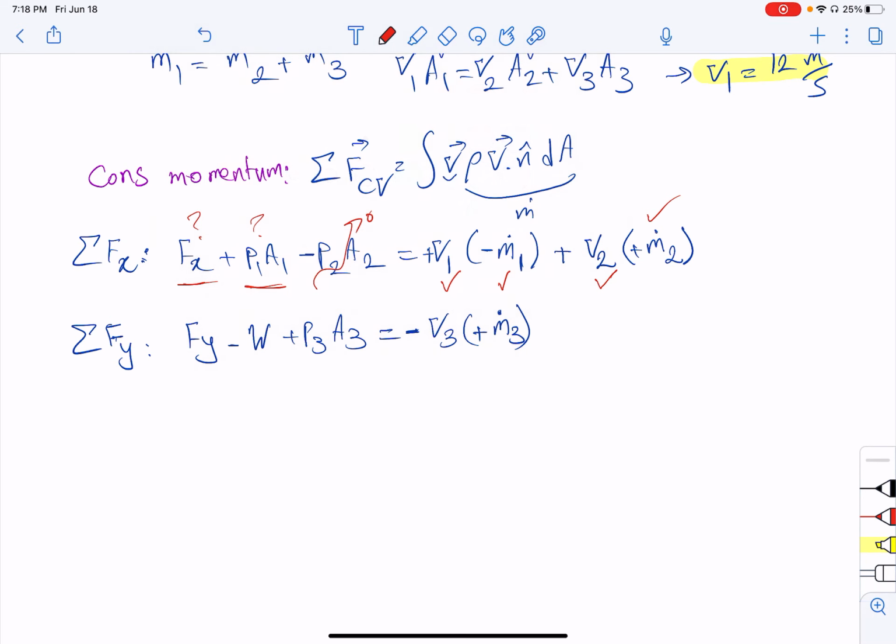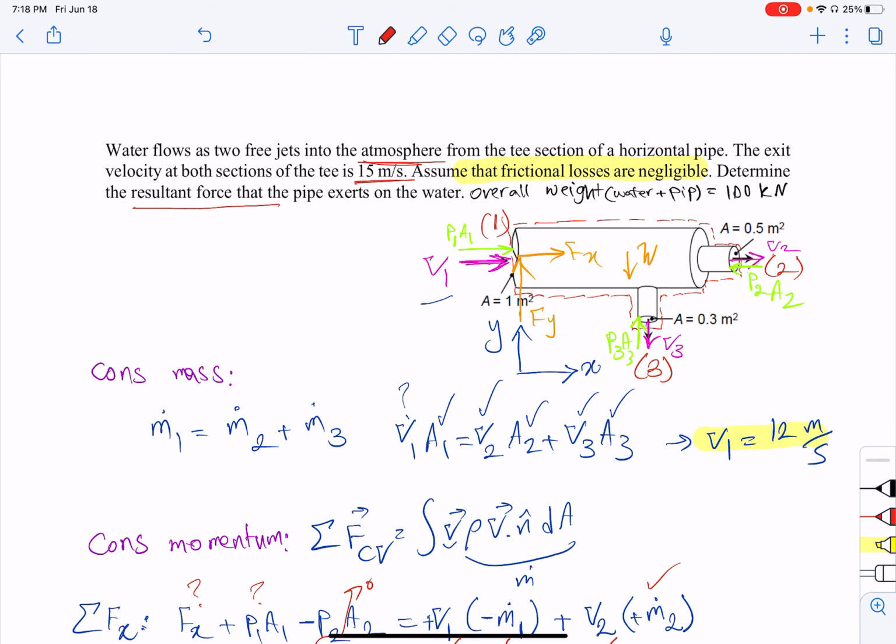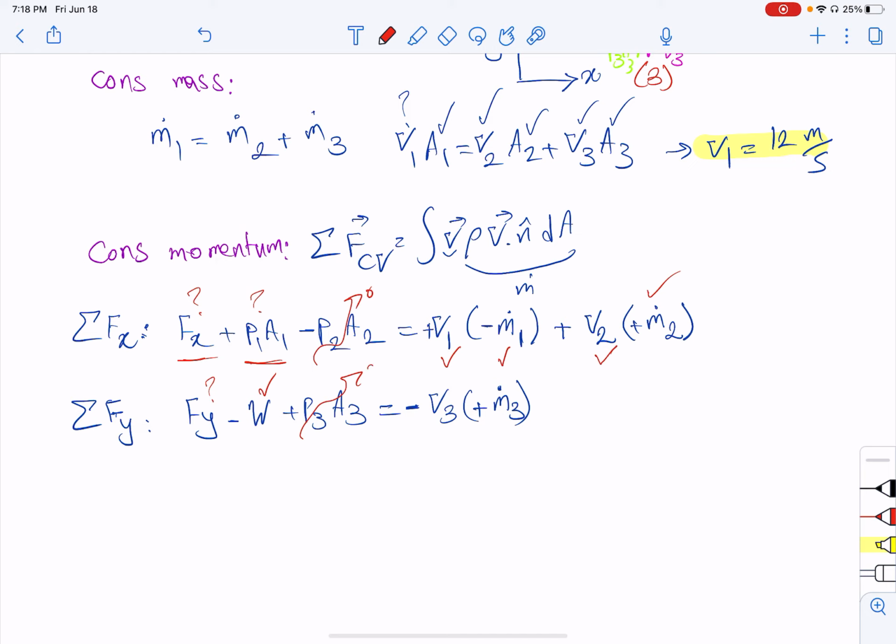Now we know that we have weight, we don't know Fy, P3 A3. P3 is also open to the atmosphere, so this is going to be 0 again. I have V3, I know m dot 3. So two equations, three unknowns. So I cannot solve for everything, but I can find Fy from here if I solve it. And then if I solve it, I'm going to get Fy is going to be 32 to 56.7 newtons, right?